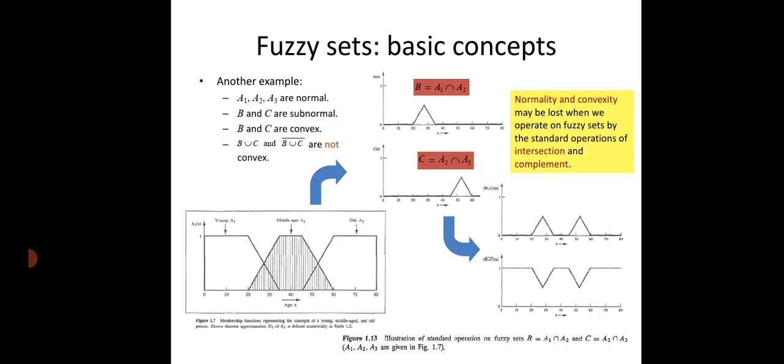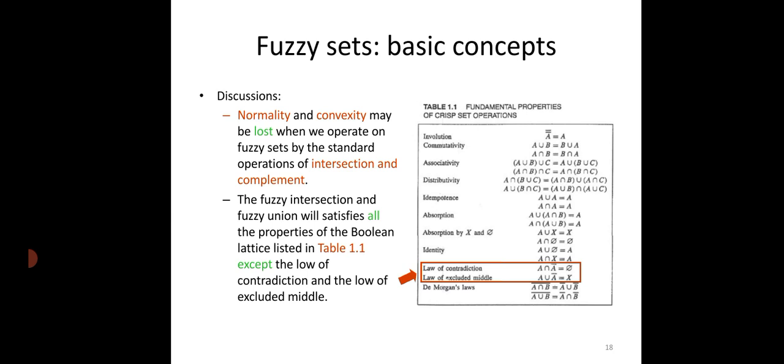Okay, this slide shows some basic concepts: normal, subnormal and convex, which are also some properties of fuzzy sets. You can also see the intersection parts in this figure. Keep on watching. So the basic operations are complement, union and intersection. Complement is 1 minus the set, union is maximum and intersection is minimum.